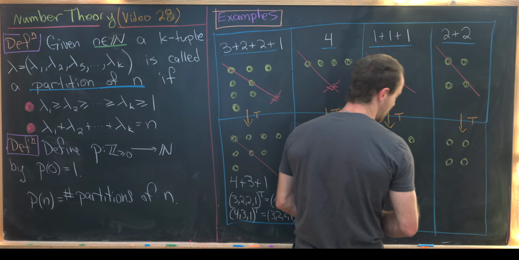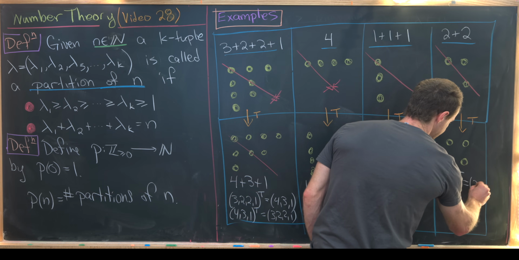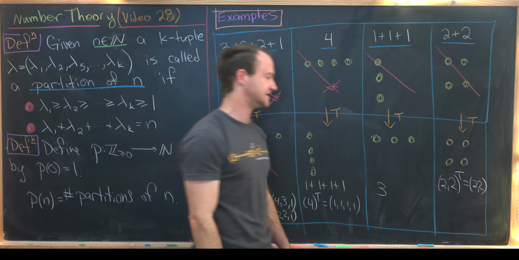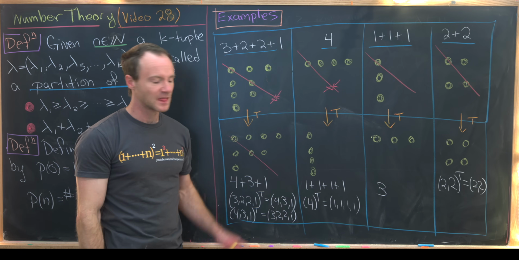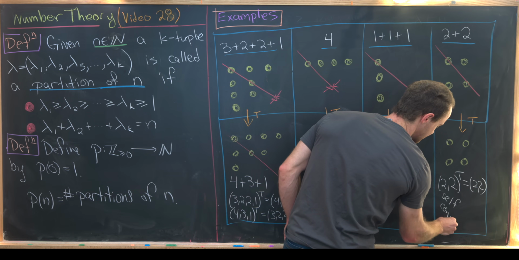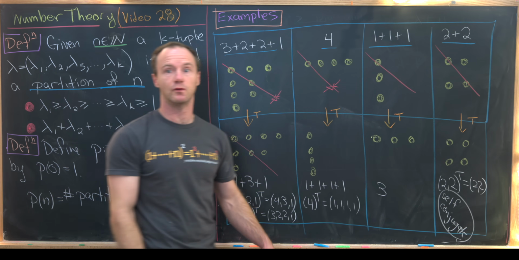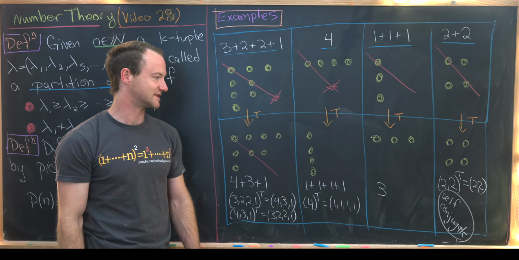But that means that the conjugate partition is equal to the original partition. So we've got (2, 2) conjugate is equal to (2, 2). This is what's known as a self-conjugate partition. So all self-conjugate partitions are those that when you take their conjugate, you just get themselves.